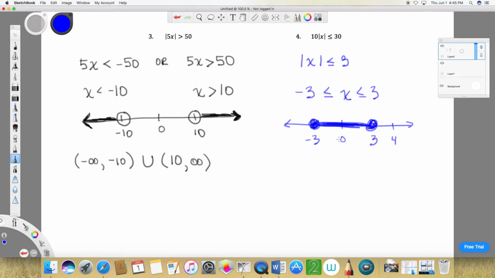So our solution set written in interval notation is we include the endpoints from negative 3 to positive 3, and we have brackets on both of those.